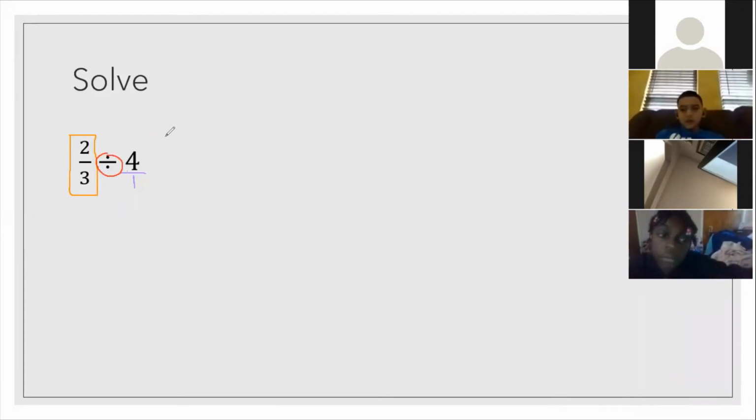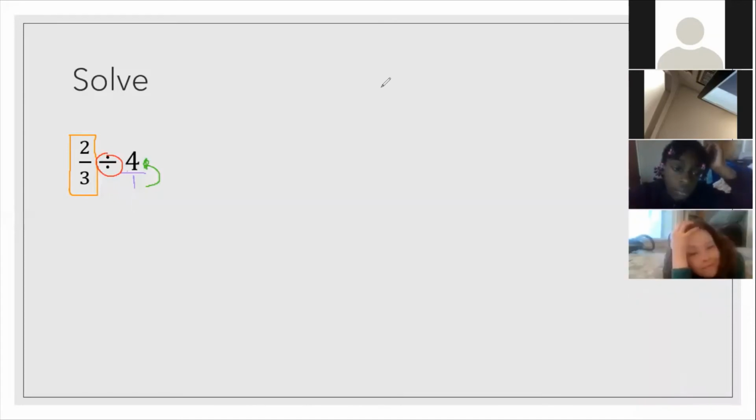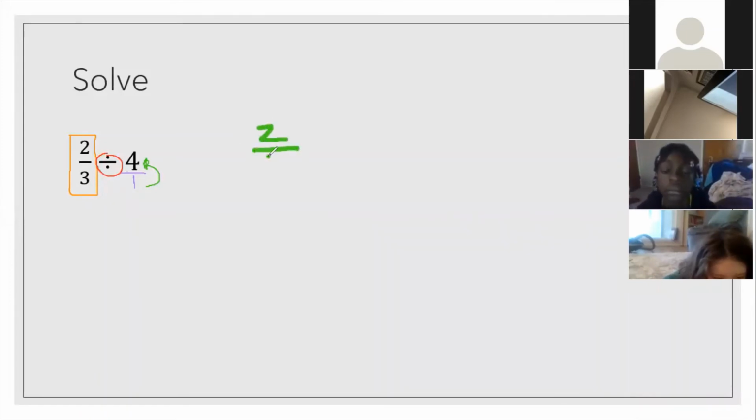Okay, and then what are we doing with the second number? Flip it. Good, I'm gonna draw an arrow. That's kind of an arrow. All right. So let's go ahead and write this out. We have 2/3 times 1/4. What is my answer here, everyone?